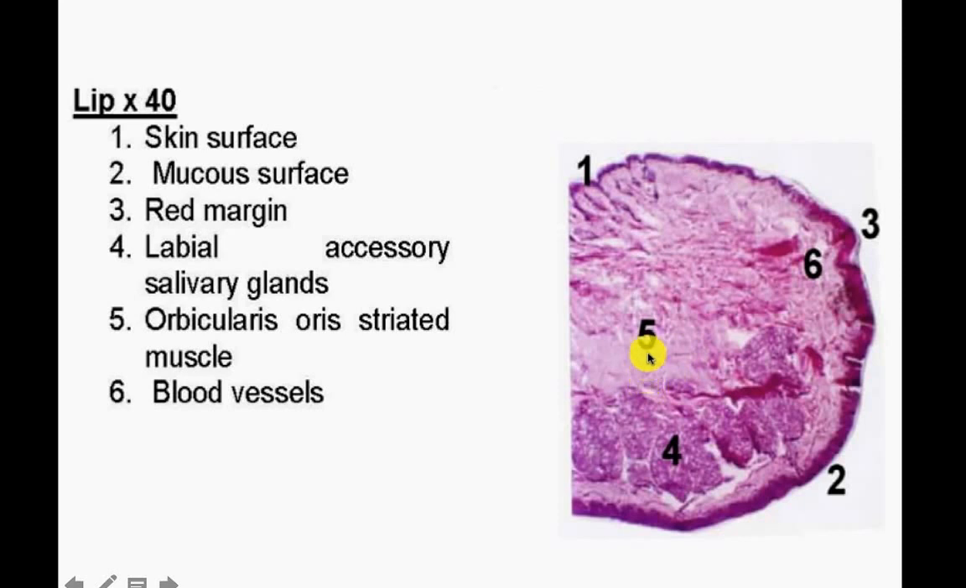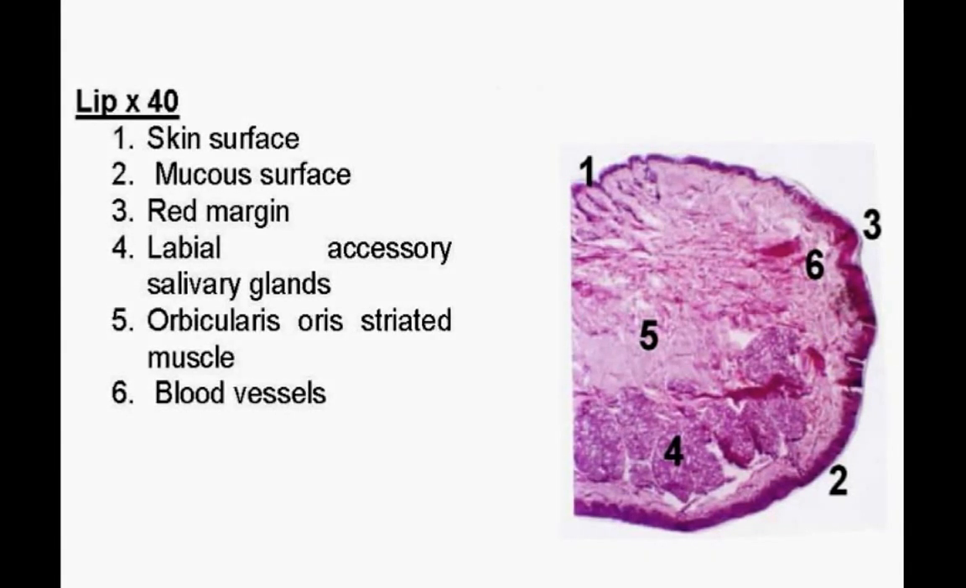And we can see here this acidophilic area. It is a mass of the muscle, skeletal muscle, orbicularis oris, and these dark glands are the mucous glands. Relatively, it is darker than the muscle in this picture, but as long as they are underneath the mucous membrane, these are the mucous glands or the labial glands. Number 6, here we have blood vessels underneath the red margin. It is called red because it is transparent, showing the color of the blood underneath.